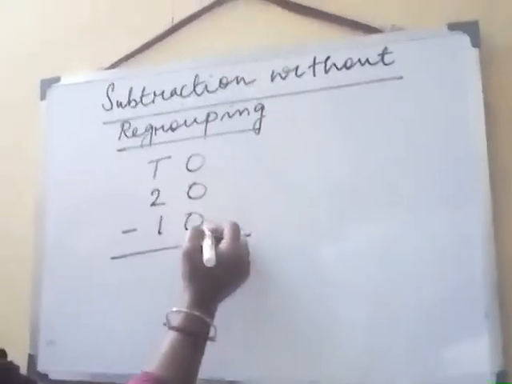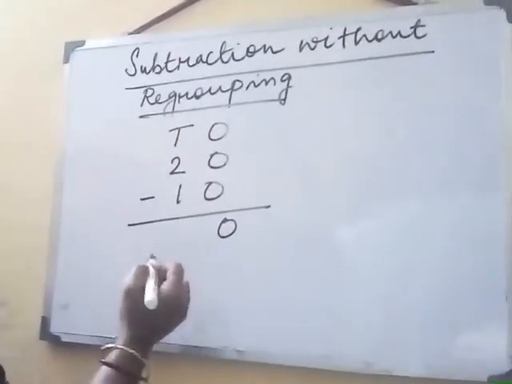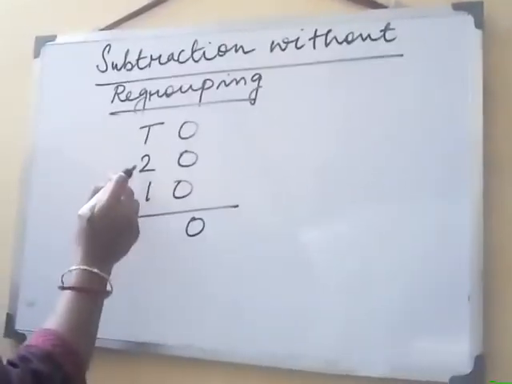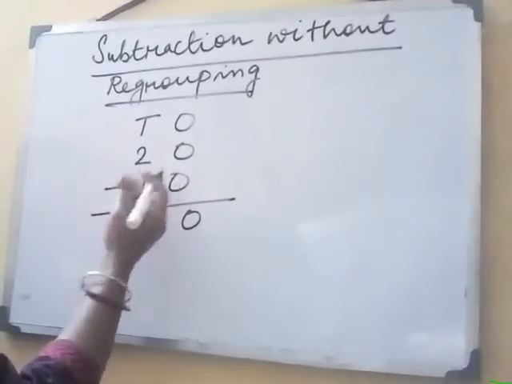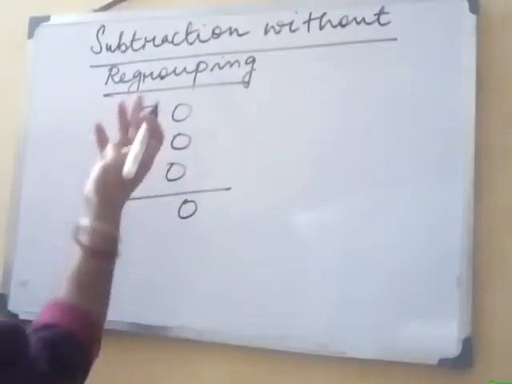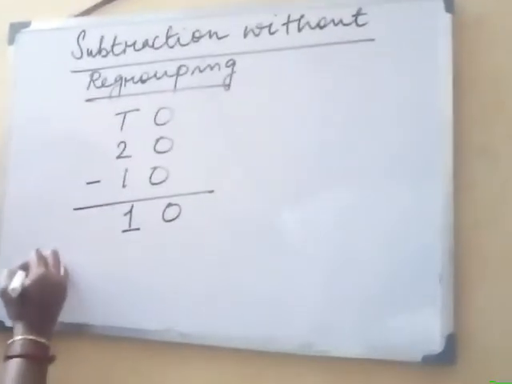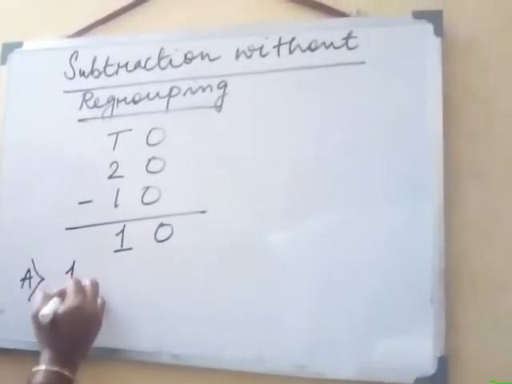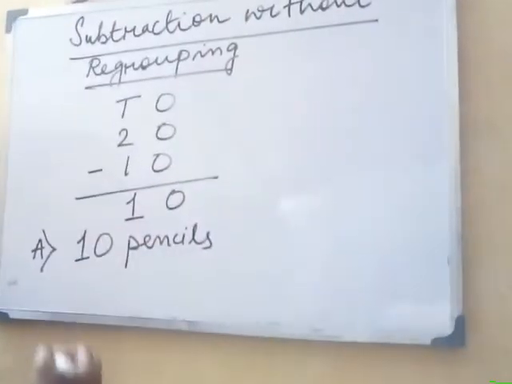So down and above 0, so it will be 0 and 0, 0. 1 and 2. So when 2 will come on counting, we will stop. After 1, 2. 2 is at 1's place. So we will write here 1. So what will be the answer? Now I have 10 pencils in all.